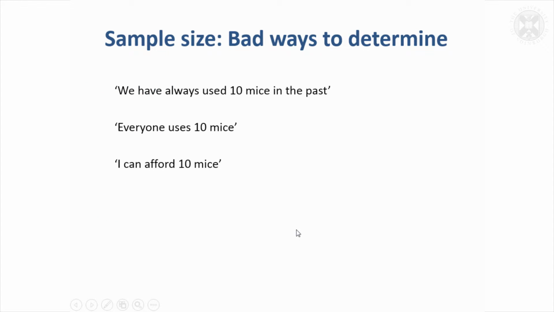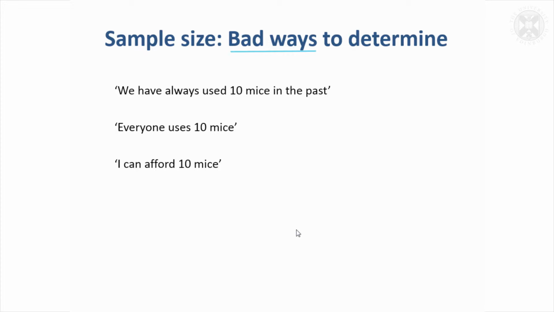So thinking about what I would say were bad ways to determine sample size, but nevertheless it's still something that people say to me a lot. They've always used this number of mice in the past, that's what they're going to do again. They've got a lot of significant results, so this number of mice can give the result that we want, so why shouldn't we do that again?